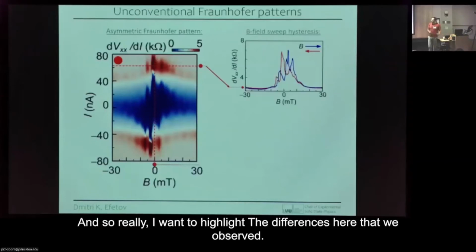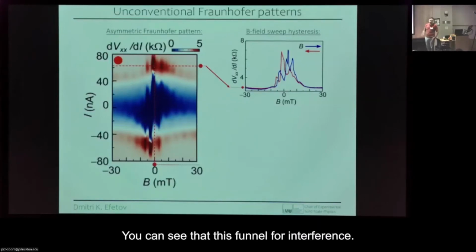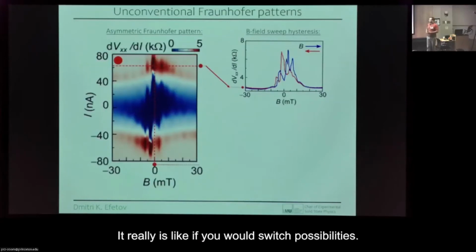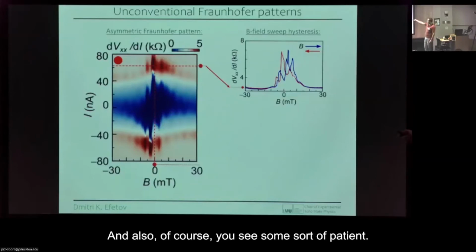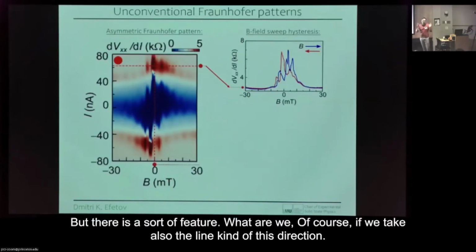So first of all, if you look at line cuts along this Fraunhofer interference pattern as a function of magnetic field, you can see that the pattern really switches symmetries. Whether you sweep the magnetic field up or down, it is like switching plus and minus signs in that curve. And also, of course, you see some sort of phase shift. These interference patterns don't line up on top of one another; there is some sort of phase shift.